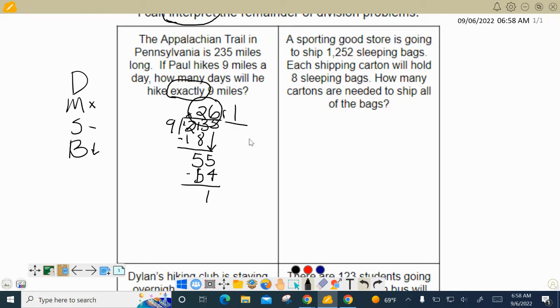So maybe he hikes only 1 mile on the 27th day, or maybe he pushes it and makes it 10 miles one day. But the question is asking us, how many days will he hike exactly 9 miles? And our answer is 26, just 26. He will hike 9 miles a day for 26 days. Perfect. Let's go on to the next one.